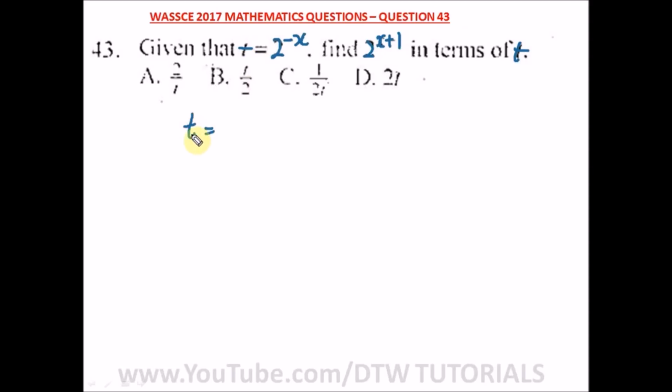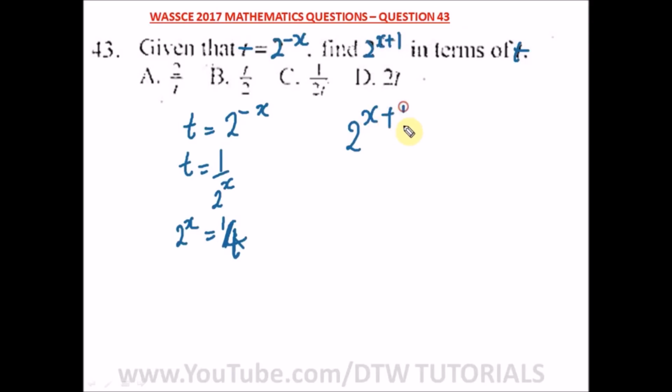Let's try. So t is equal to 2 raised to the power minus x. So let's try to formulate, because we have to put in the t into this equation. From here, t is the same as 1 over 2 raised to the power x, where 2 raised to the power x is equal to 1 over t. So we just replace this, bring this up here and take t down. So 2 raised to the power x is 1 over t. So from our equation, 2 raised to the power x plus 1 is the same as 2 to the x times 2 raised to the power 1. Is that not it?